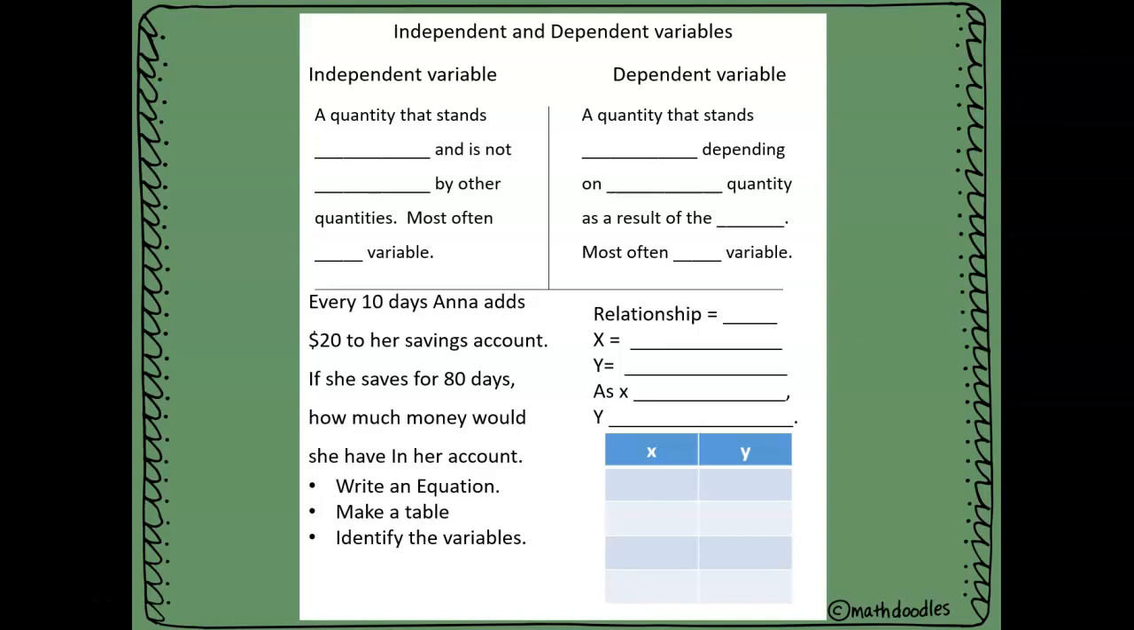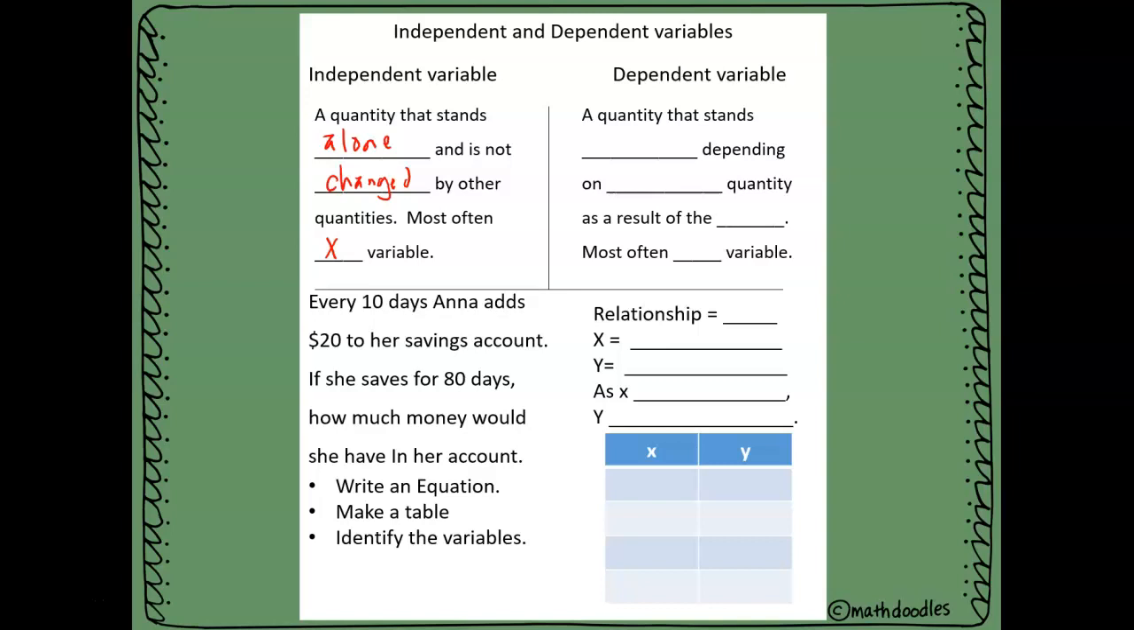An independent variable is a quantity that stands alone and is not changed by other quantities. Most often this is the x variable. Whichever number x represents, this is usually the independent variable, and it should be.